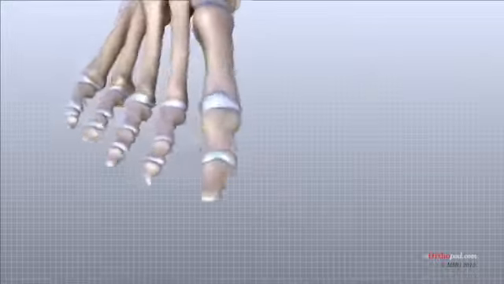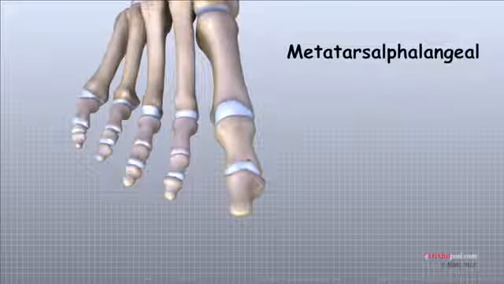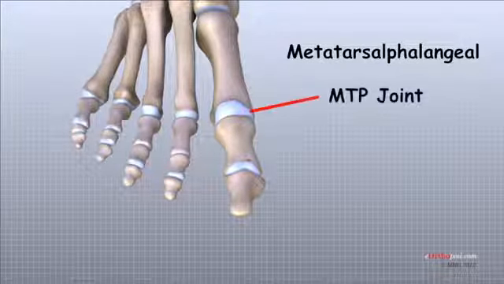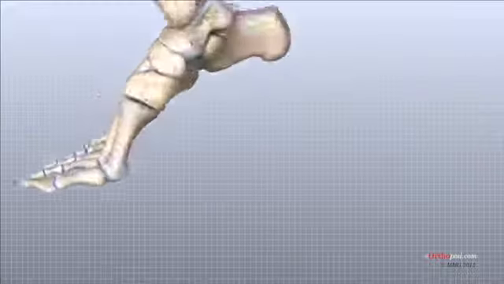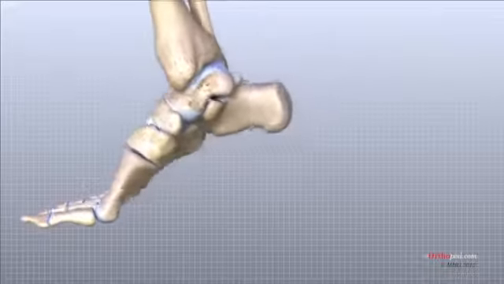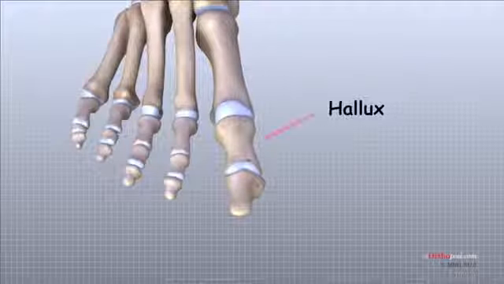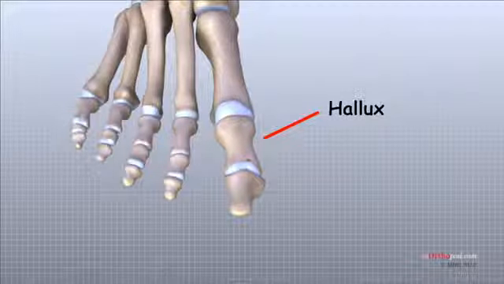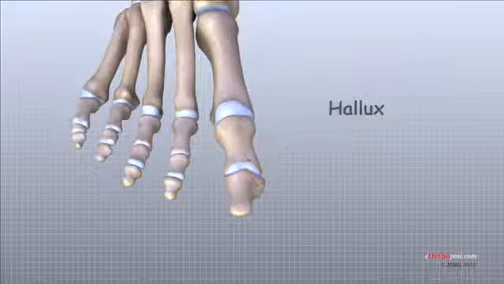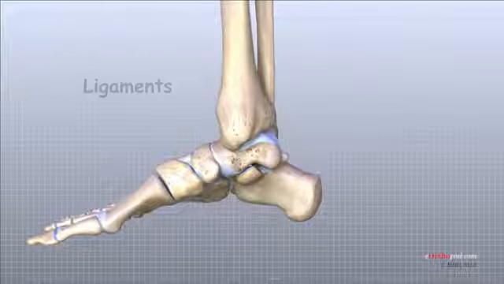The joint between the metatarsal and the first phalanx is called the metatarsophalangeal or MTP joint. Together, all of the MTP joints form the ball of the foot, and movement in these joints is very important for a normal walking pattern. The big toe or hallux is the most important toe for walking, and the first MTP joint is a common area for problems in the foot.